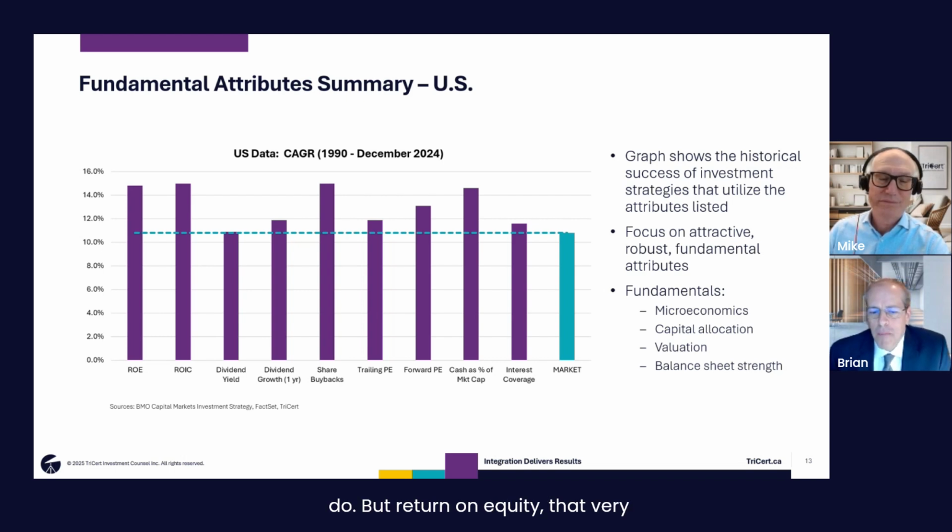But return on equity, that very first bar, if you just use a strategy that just did that simple thing and ran that over from 1990 to 2024, it shows a return of just over 14% per year. And that compares to the green market return. And you can see that was actually a pretty good strategy to use. So it tells you that ROE might be one of those signals that's very important.